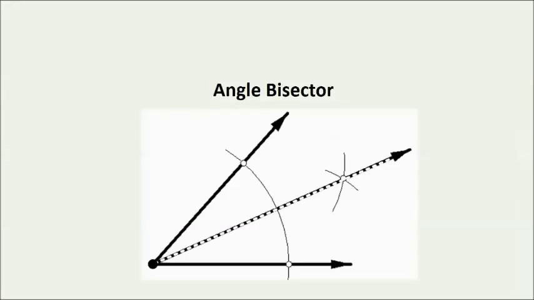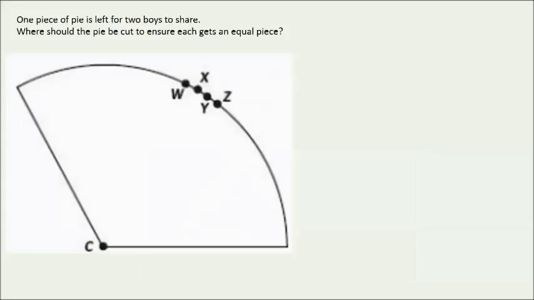Now let's create an angle bisector. One piece of pie is left for 2 boys to share. Where should the pie be cut to ensure each gets an equal piece? That is, I want to take that angle C and bisect it.